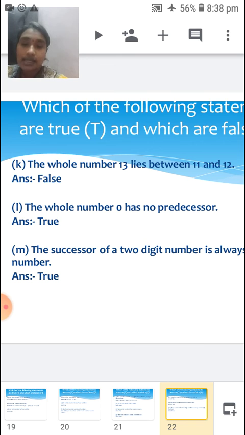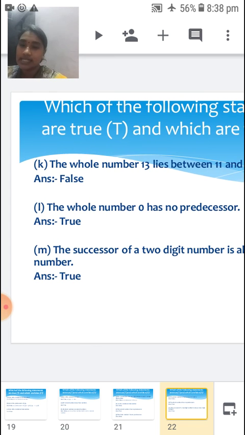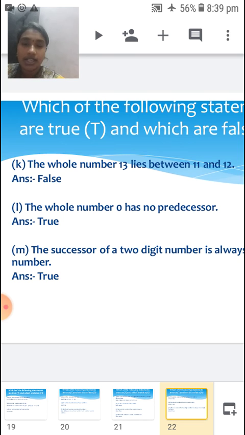Now we come to the last sum present in this exercise. The successor of a two-digit number is always a two-digit number. Is it? Okay. For example, when we take 98, what comes after 98? It is 99. So 99, what comes after 99? So the answer is true.